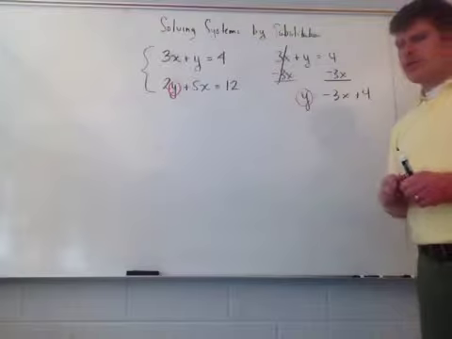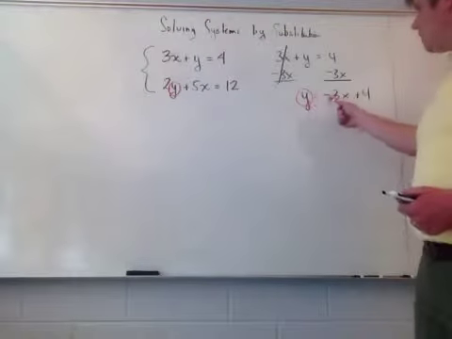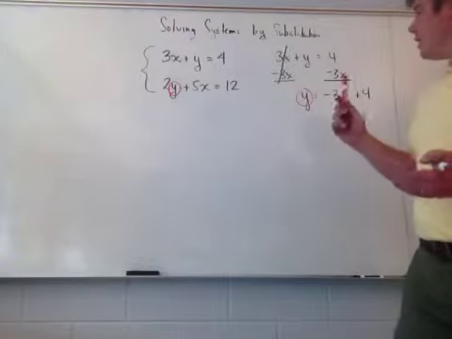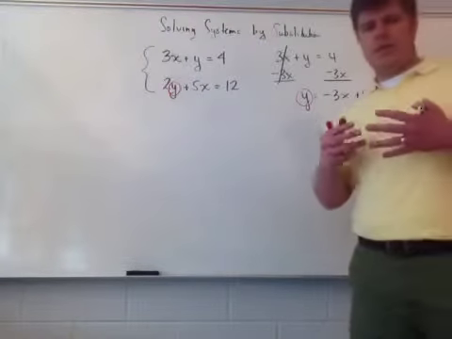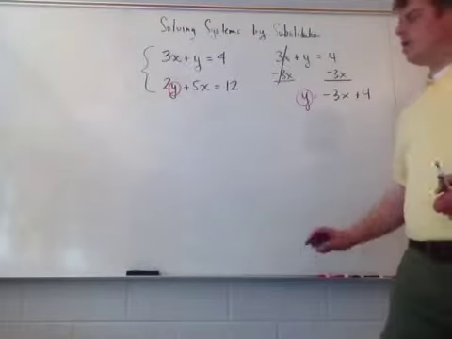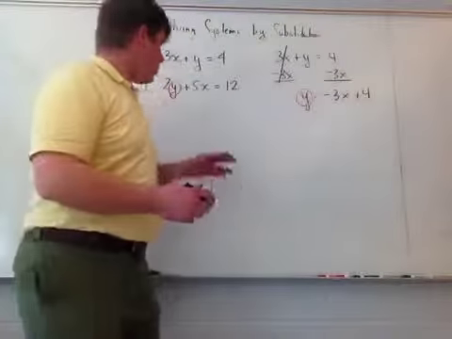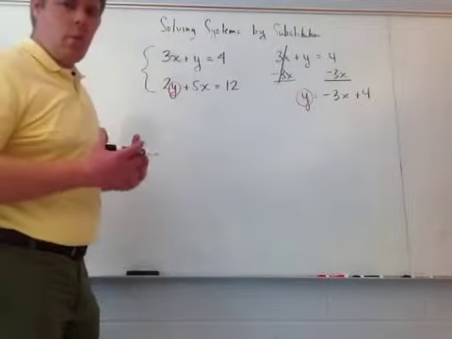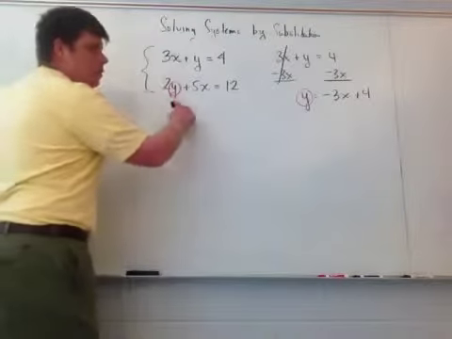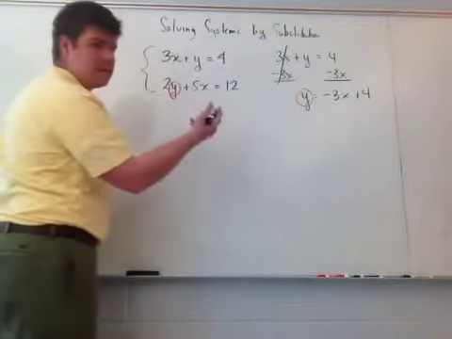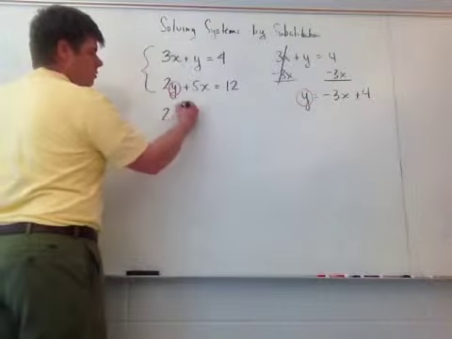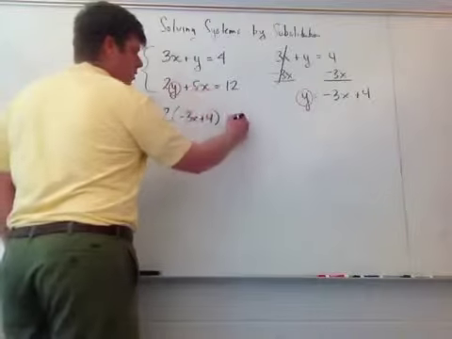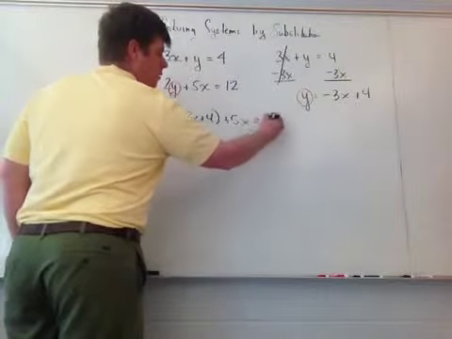Since those are still the same, I can say that if this y is negative 3x plus 4, then this y over here must be negative 3x plus 4. It must be the same exact function. So instead of writing 2y, I can write negative 3x plus 4. I'm going to write y in terms of its function. Wherever I see a y down here, I'm going to replace it with what I said its function is. So this becomes 2 times negative 3x plus 4, plus 5x equals 12.